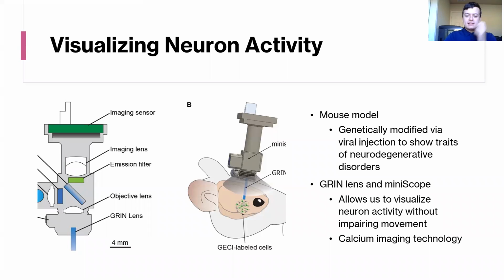This utilizes calcium imaging technology and calcium markers to literally see neurons as they fire and as they are activated. It's pretty great groundbreaking technology, and it was only perfected in the last 2 or 3 years. So I'm really lucky to be able to have such an impact and see such a cool lab.